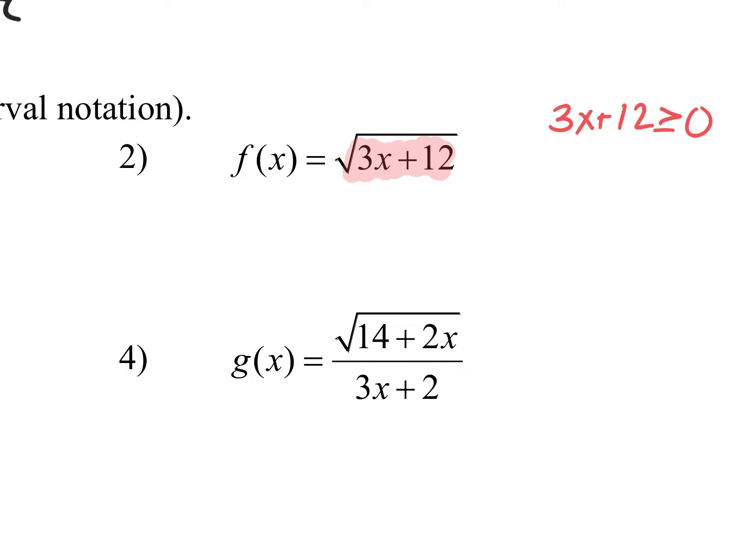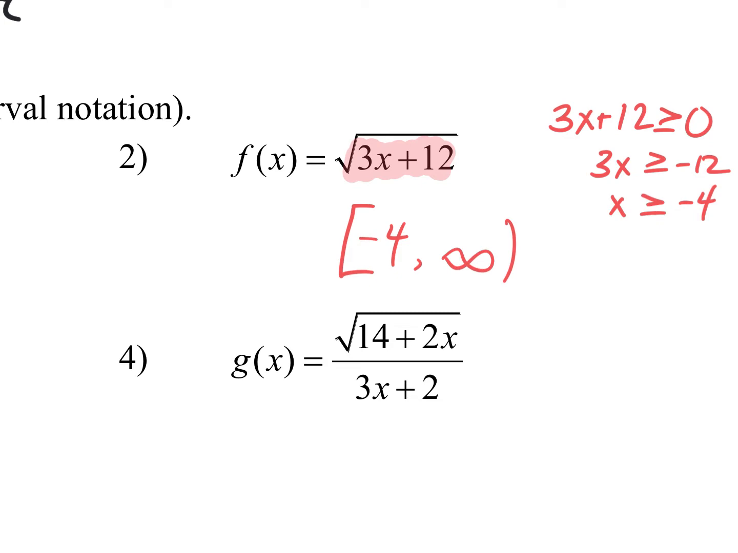So I'm going to solve for x, right? 3x is greater than or equal to -12, which means x must be greater than or equal to -4. So that's not in interval notation, but it does represent our domain, all values greater than or equal to -4. So the way we denote that in interval notation, because -4 is included in our interval, we're going to use that square bracket, and then the interval continues on to infinity.